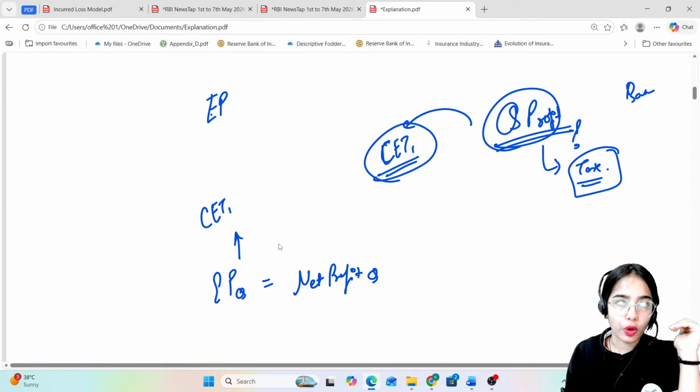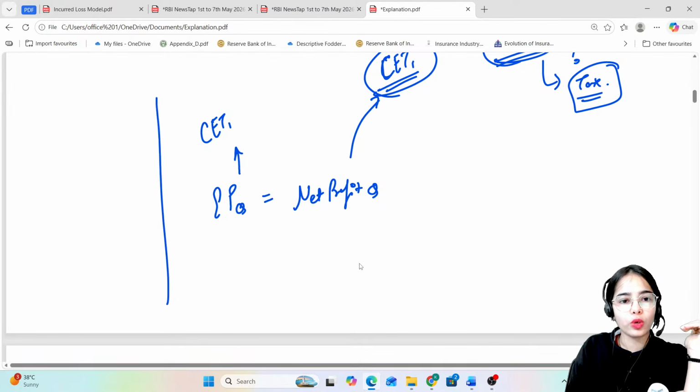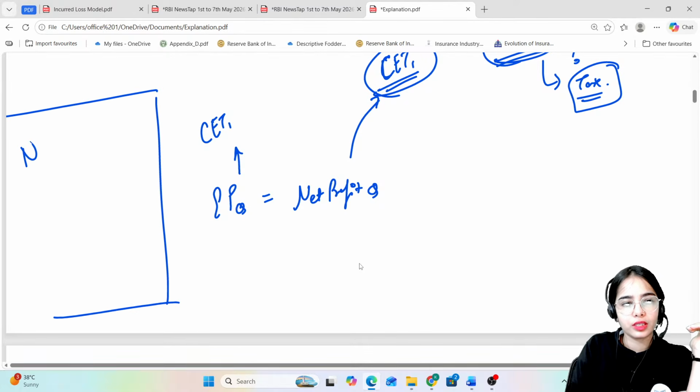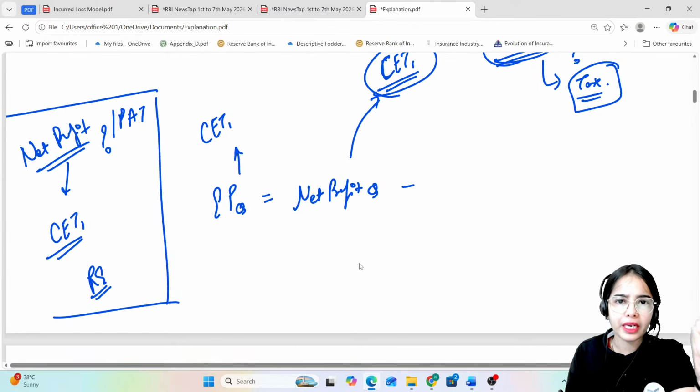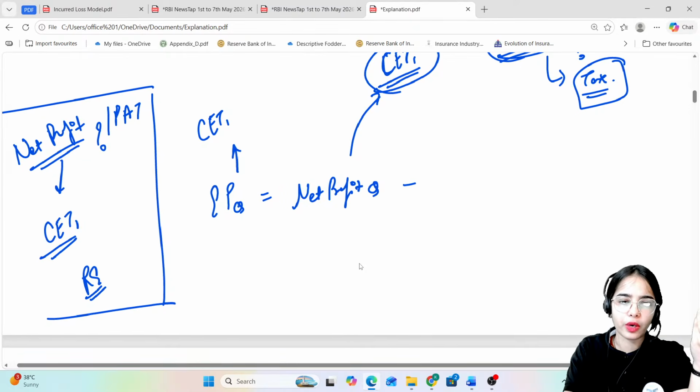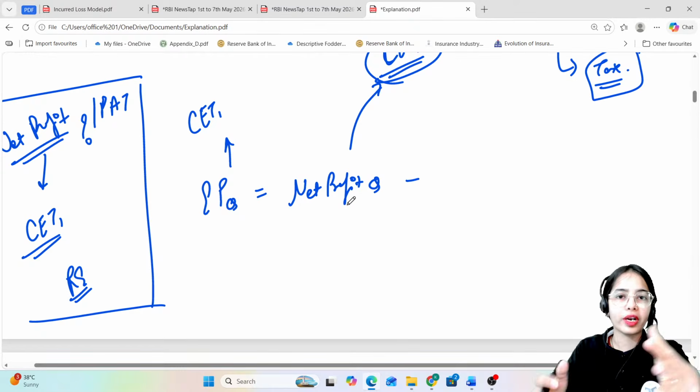Can the whole net profit be kept in the common equity tier 1 capital? Generally, can we keep the whole of the profit after tax under the common equity tier 1 capital as retained earnings? No, some dividend has to be paid out, right? Some dividend has to be paid out. Now here we have the quarterly net profit.